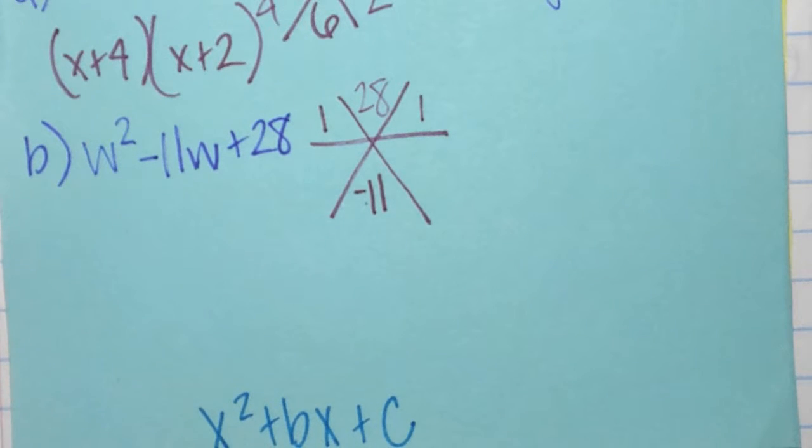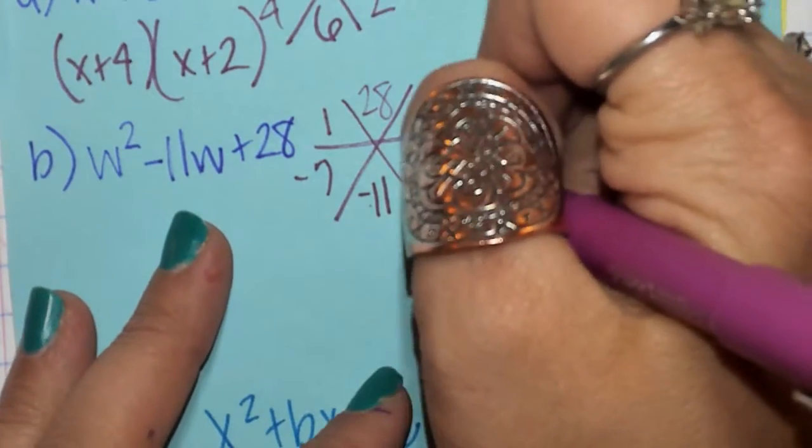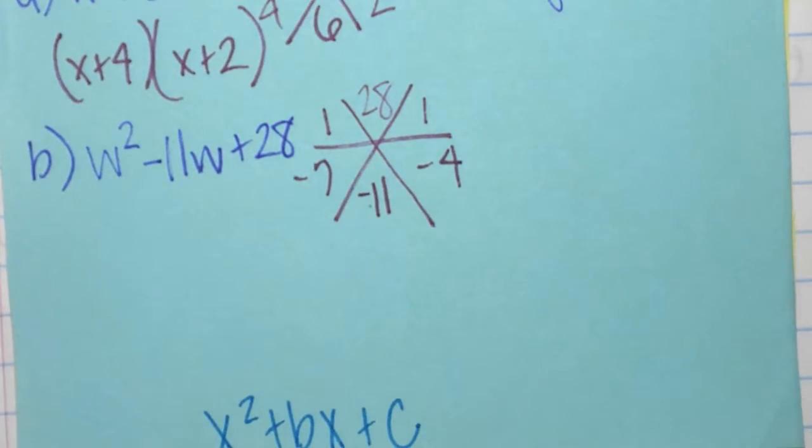So we need two numbers that multiply to give us 28 and add to give us negative 11. What would that be? Negative 7, negative 4. Take a point. Yes. Now, do I need to reduce my fraction?